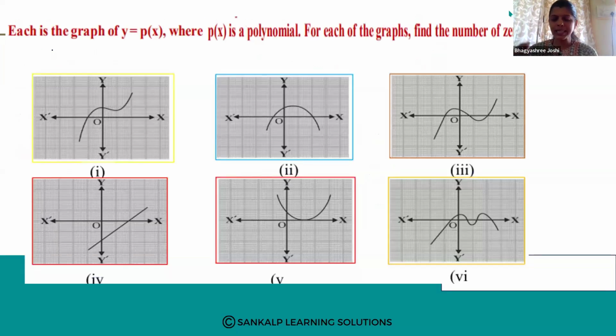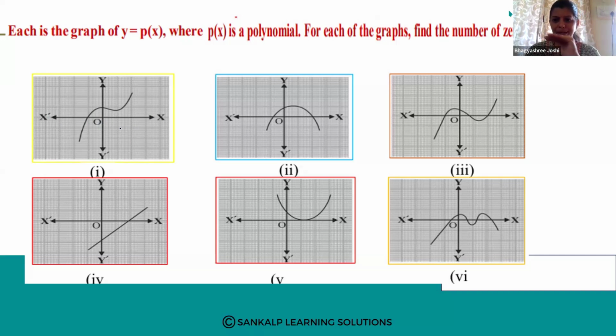Next. In this chapter, we are going to find out the zeros of a polynomial by using the graphical method. So here some graphs have been given. By using those graphs, we can find out how many zeros a polynomial has, right? See, in this graph, how many times is this graph touching the x-axis? How many times is it intersecting the x-axis? Observe carefully how many times it is touching or intersecting the x-axis.